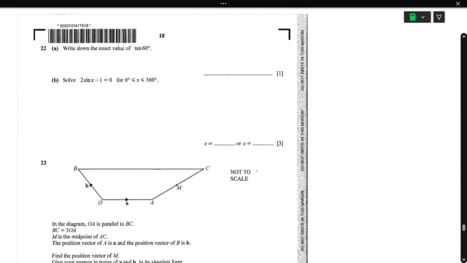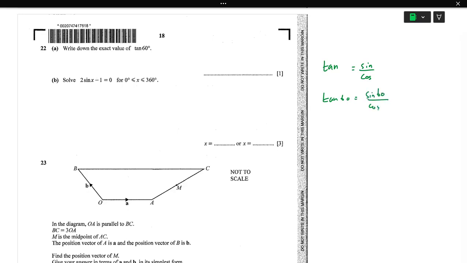Next, we'll write down the exact value of tan 60. Tan is sine by cos. So tan 60 equals sine 60 over cos 60. Sine 60 value is root 3 by 2. Cos 60 value is 1 by 2. So it becomes root 3 by 2 into 2 by 1. So 2 got cancelled, so the value is going to be root 3. If you know the table value, straight away you can write.